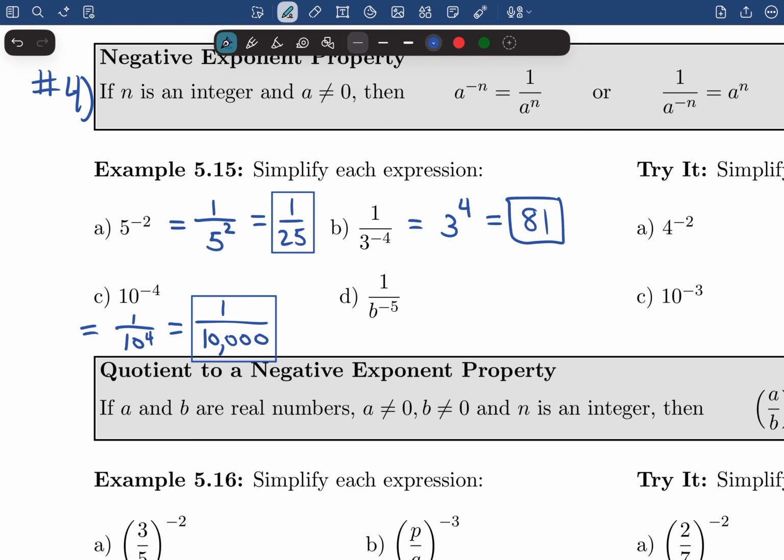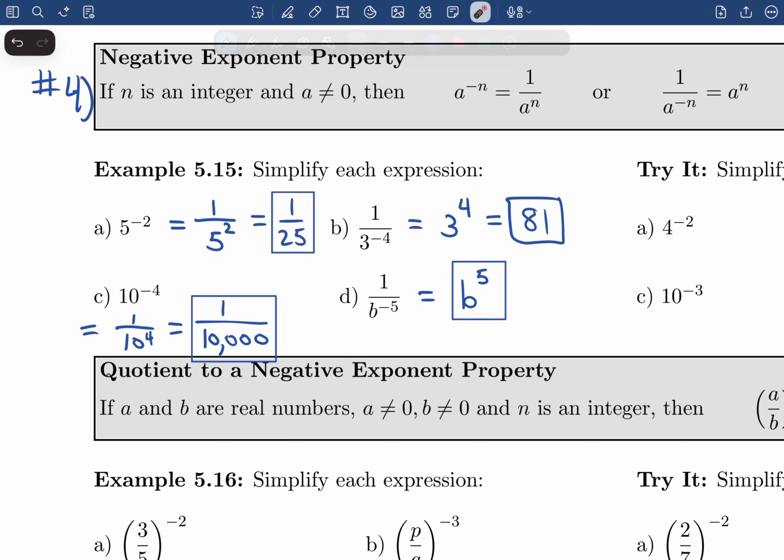And lastly, when I see 1 over b to the negative 5 power, I could quickly turn that into the reciprocal of 1 over b, which is just b to the 5th power. And I'd leave it like that since my base is a variable. Okay, so you've seen me kind of go back and forth between this version and this version of the negative exponent property.